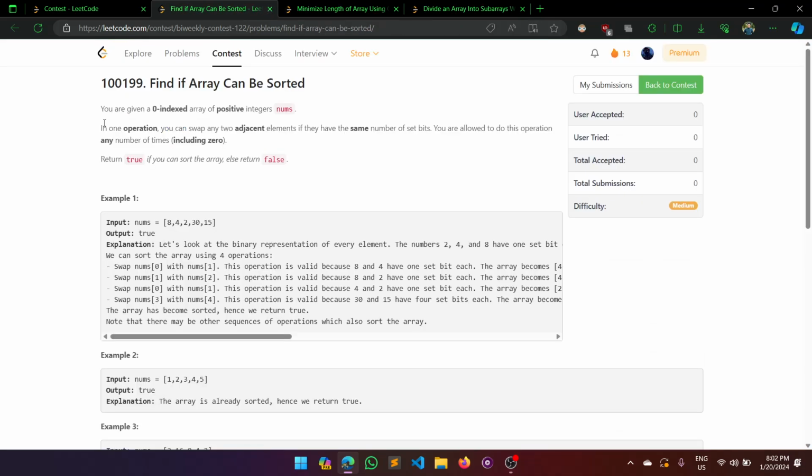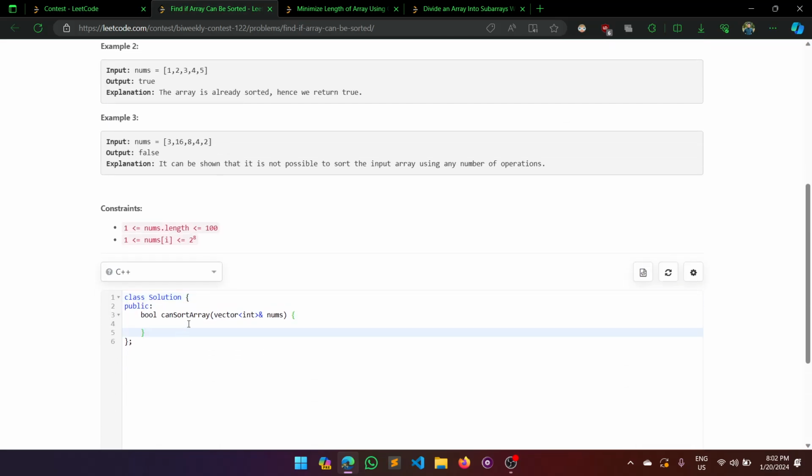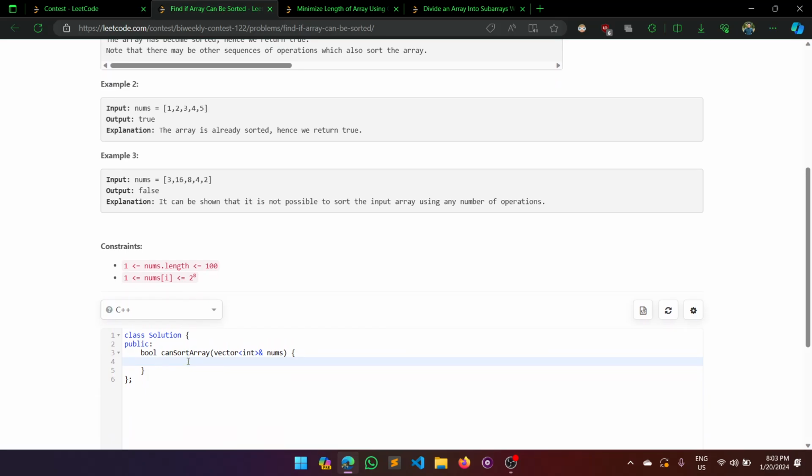Find if the array can be sorted. Given a 0-indexed array, an operation is to swap any two adjacent elements if they have the same number of set bits. We'll have to do this operation any number of times. Sort the array. Okay.